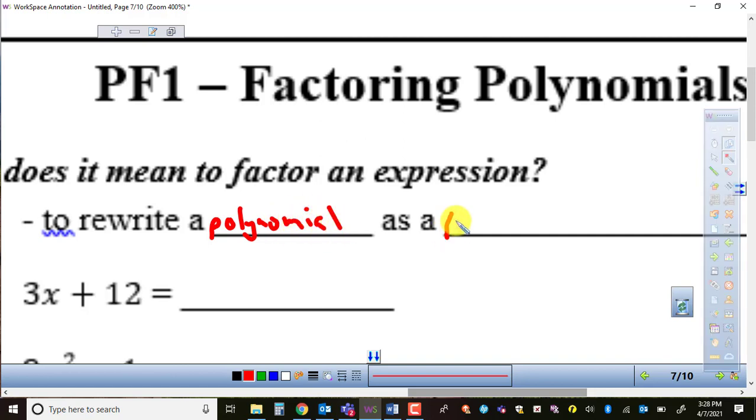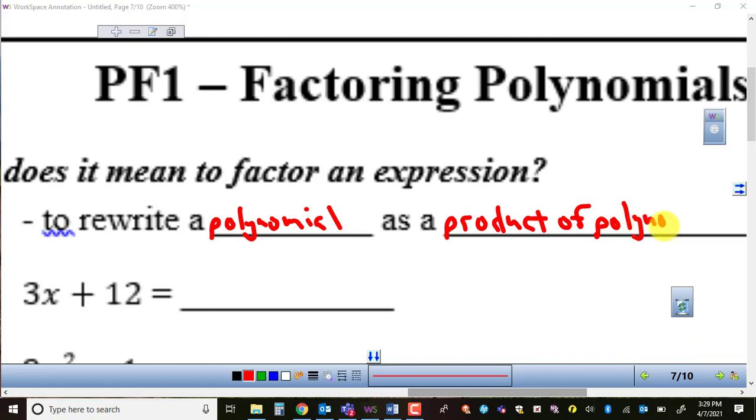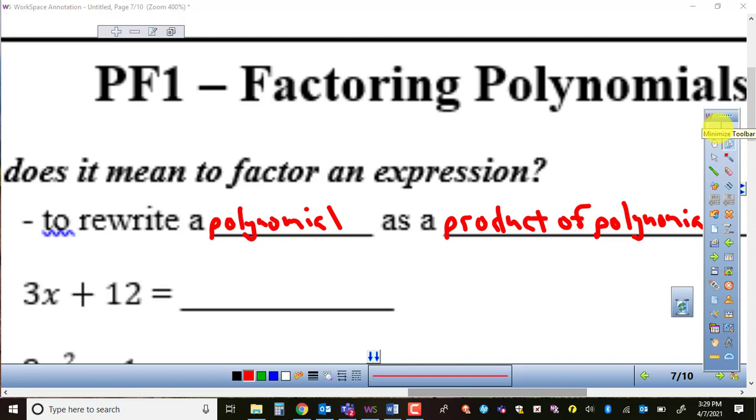as a product of polynomials. So we can think of it a little bit like division. We've been multiplying polynomials, and now we're going to do just the opposite of that. We're going to reverse that, or try to see what we started with to get a given polynomial.